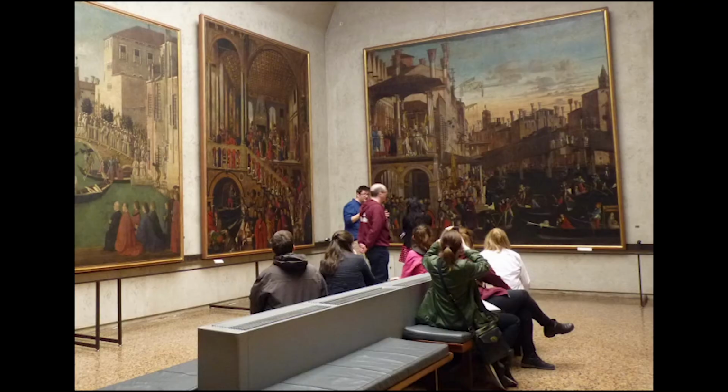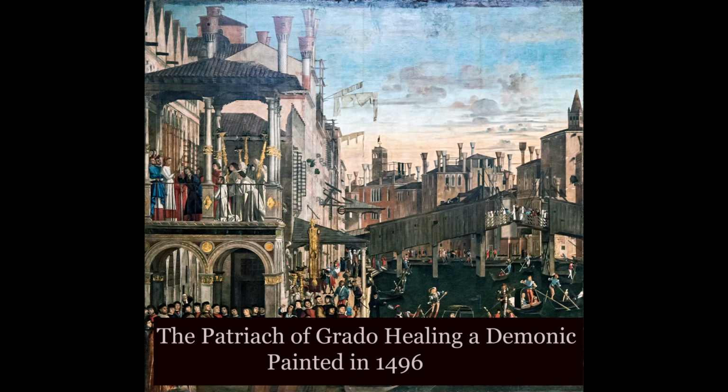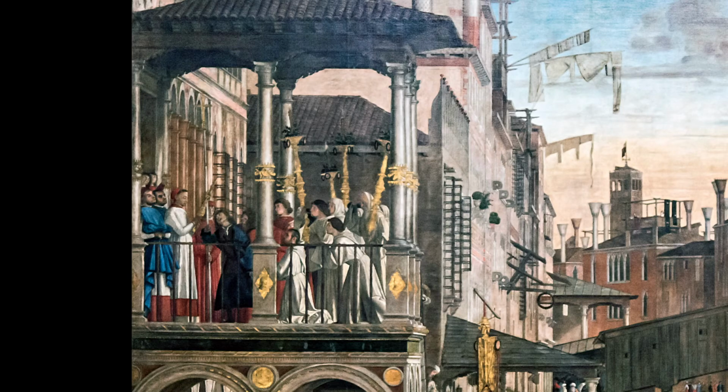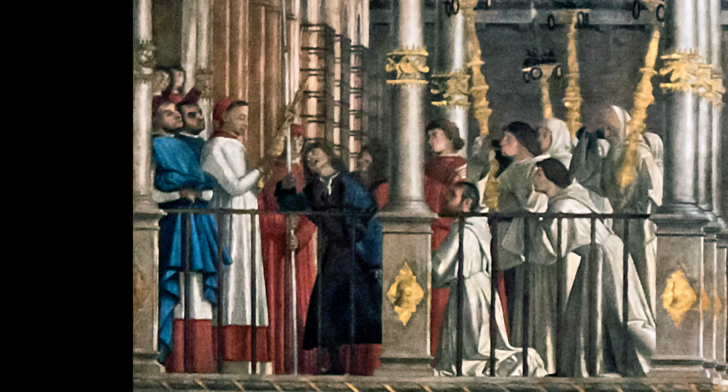This painting is also called The Healing of the Madman, or The Miracle of the Relic of the Cross at the Ponte di Rialto. The Patriarch is a high-level Catholic bishop, and Grado is a town on a peninsula in northern Italy. And this miracle occurs in Venice. The subject of the painting is a miracle that is occurring. The Patriarch of Grado has a piece of wood that is said to be from Christ's cross. The person who holds this cross is able to perform miracles with this piece of wood.